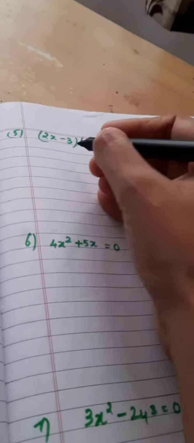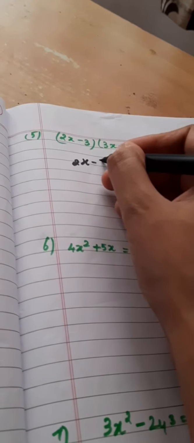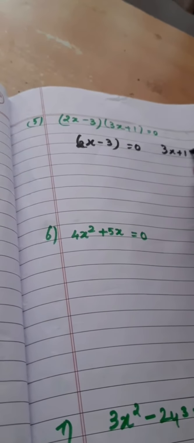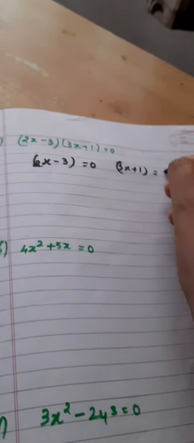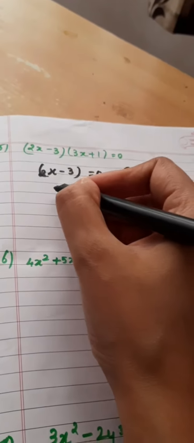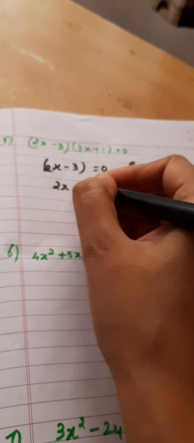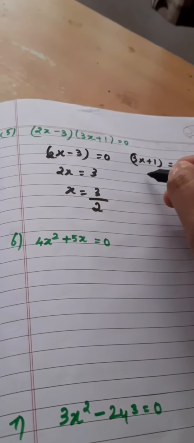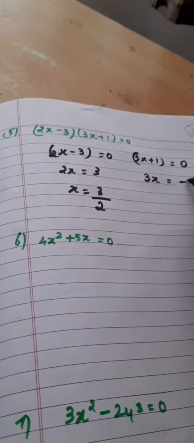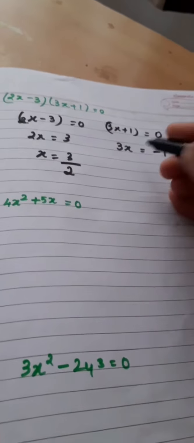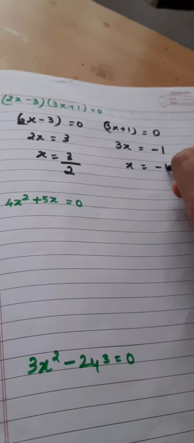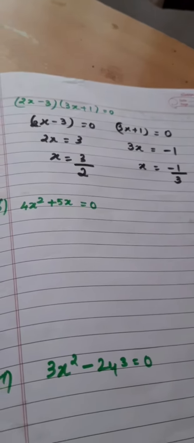So next question, 2x minus 3 equal to 0, 3x plus 1 equal to 0. So we can write this as 2x equal to 3, so x equal to 3 by 2. 3x equal to minus 1, the multiplication part goes to the other side as division by 3.